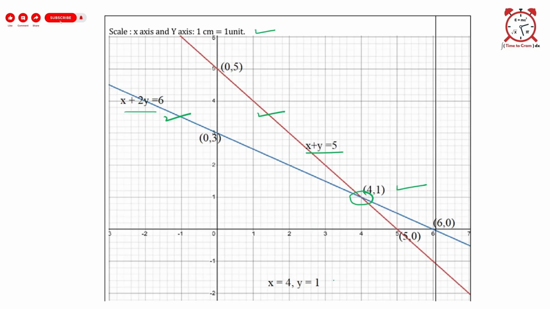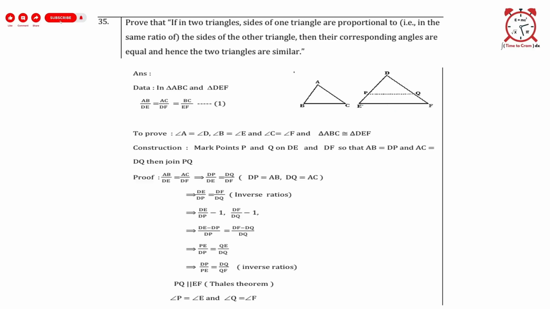So here also you have to write the answer in that way. Next question, question number 35. This is the prove that type of sum. It is from the triangle lesson.